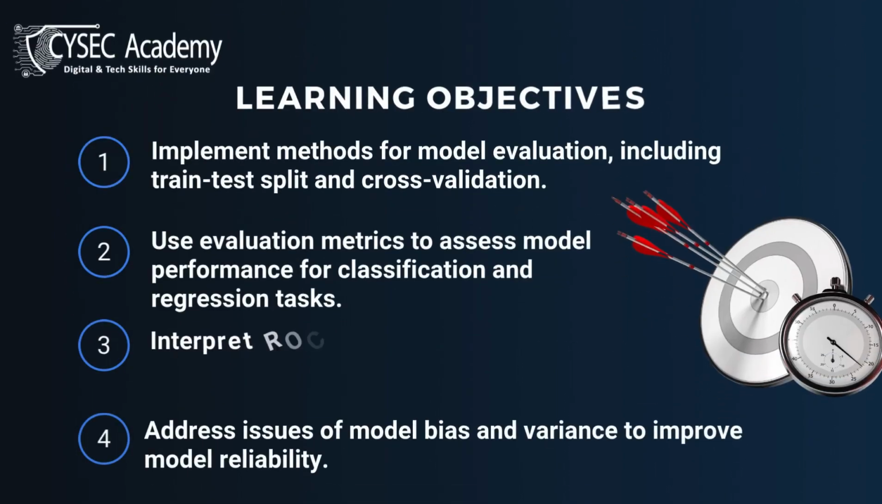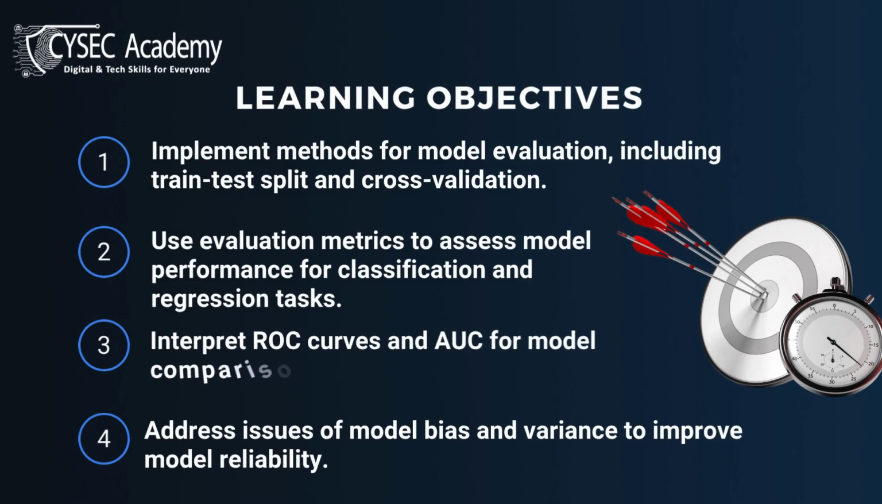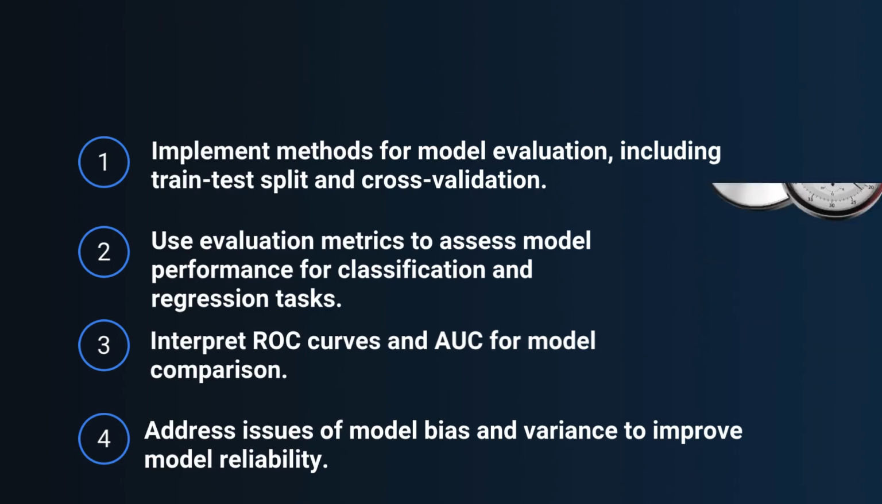Learning objectives. By the end of this module, you will be able to: 1. Implement methods for model evaluation, including train-test split and cross-validation. 2. Use evaluation metrics to assess model performance for classification and regression tasks. 3. Interpret ROC curves and AUC for model comparison. 4. Address issues of model bias and variance to improve model reliability.